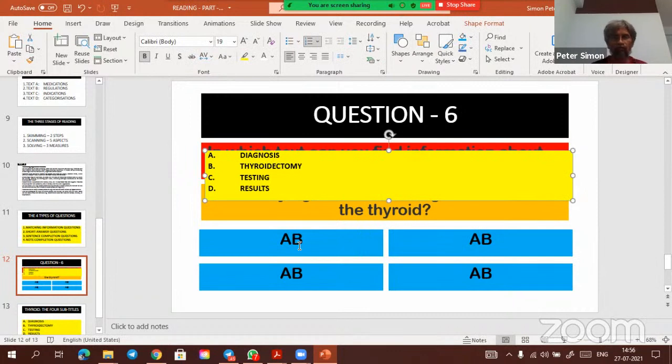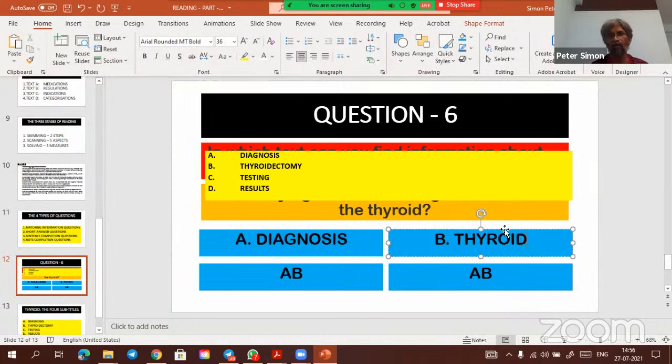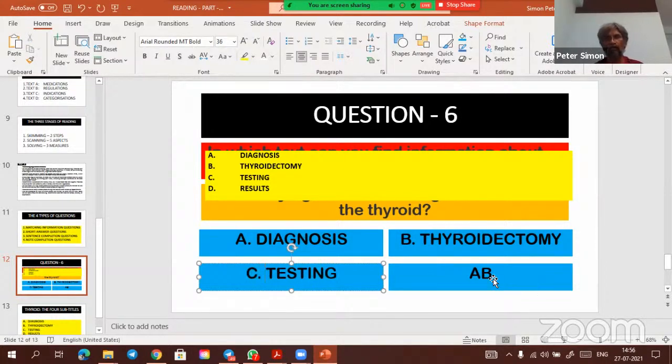So this is A. Number 1, A is diagnosis. And B, so 4 options. Next time, from tomorrow, every day I'm going to take this, so that's why I'm making some format. B is thyroidectomy. And C, so the same format I can use every time. C is testing.